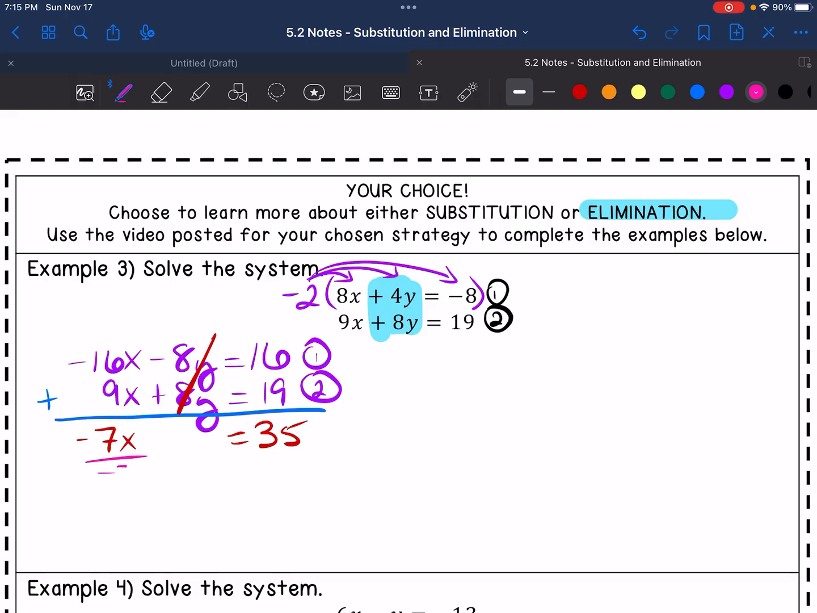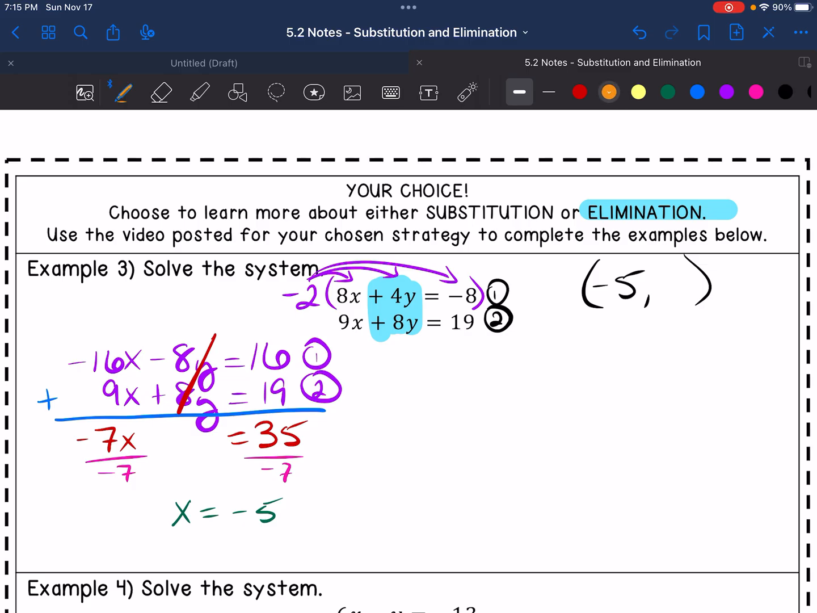So I'm going to divide both sides by -7 to get x by itself. And that will give me x equals -5. So that's part of my solution set. My x value is -5. So now I need to find my y.